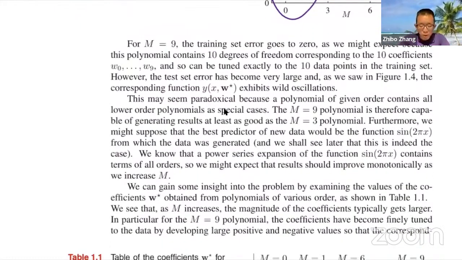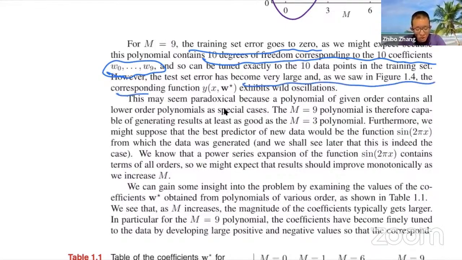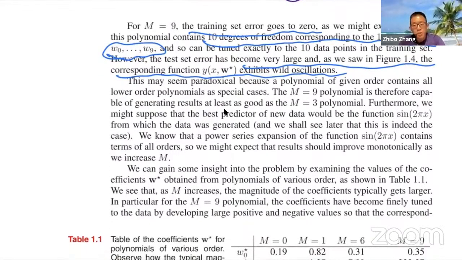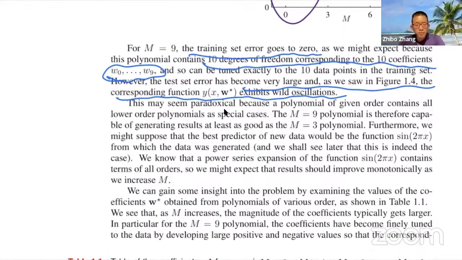So for M equals 9, the training set error goes to 0, as we might expect, because this polynomial contains 10 degrees of freedom corresponding to the 10 coefficients. So it can be tuned exactly to the 10 data points in the training set. However, the test set error becomes very large, as we saw, and the corresponding function exhibits wild oscillation. So it becomes too exaggerated, even much more exaggerated than it should be.